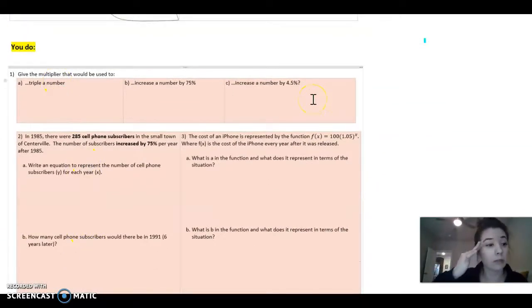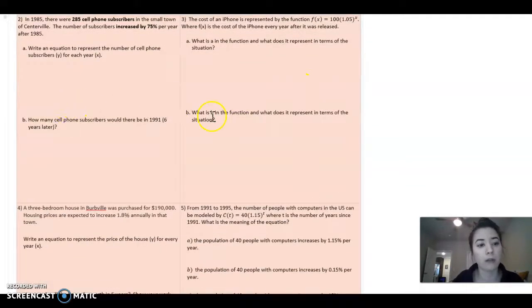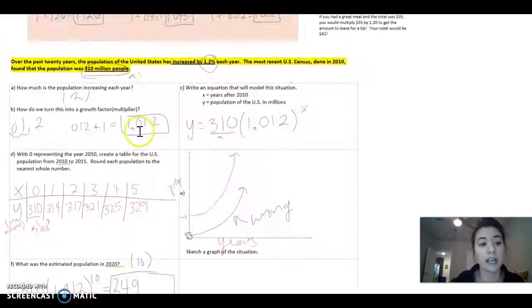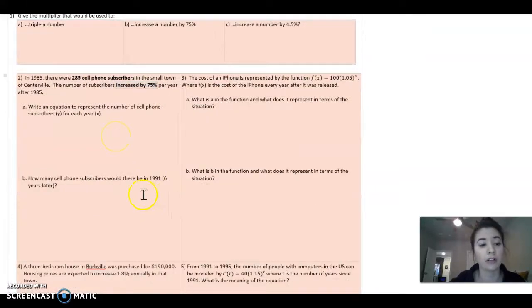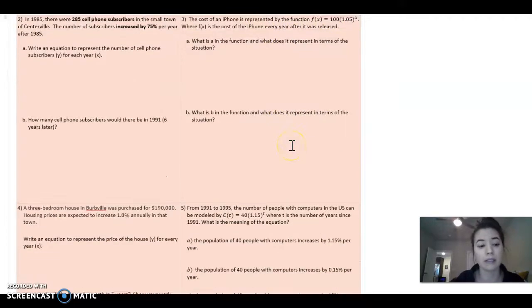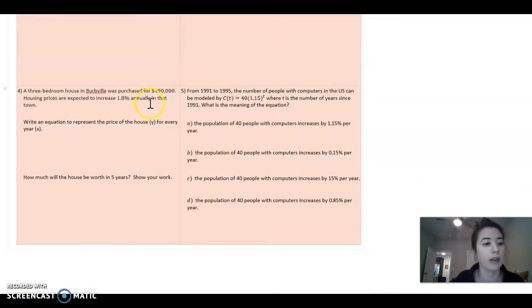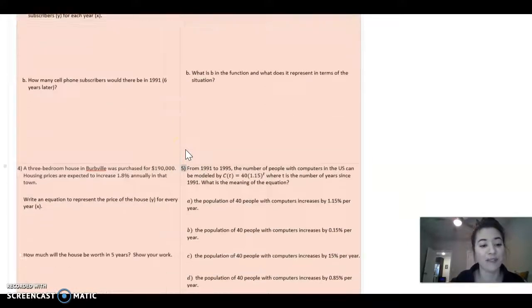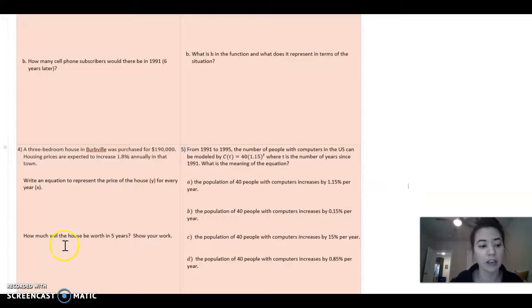So you're going to do this. You give the multiplier that would be used to triple, increase by 75%, increase by 4.5%. And then you have 4 problems to solve. The first one is like the top one, where you're going to create your equation. So make sure you make this into that multiplier, just how we did in A here. And then you're going to solve for 6 years. Here, I want you to try explaining to me what that multiplier means. And then 4 is similar to 2, and 5 is similar to 3. Give it your best shot, check your answers on the answer key, and let me know if you need help.